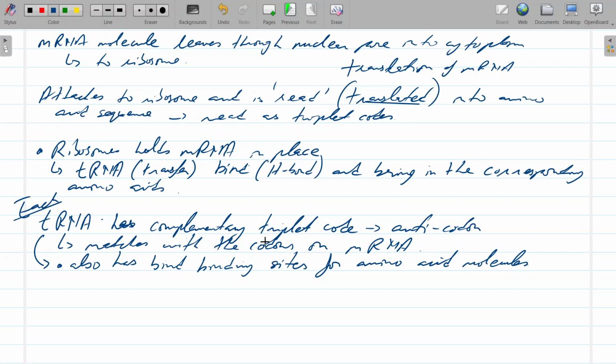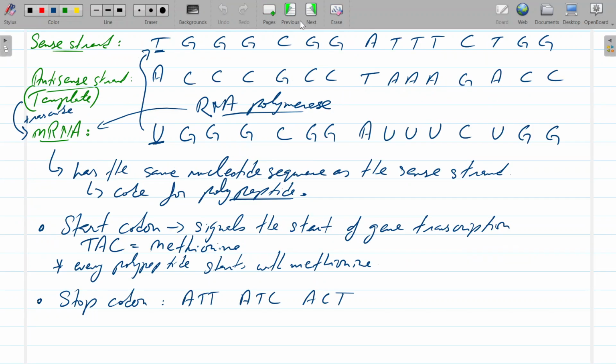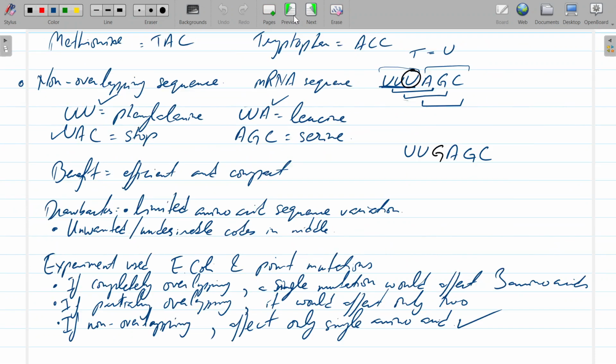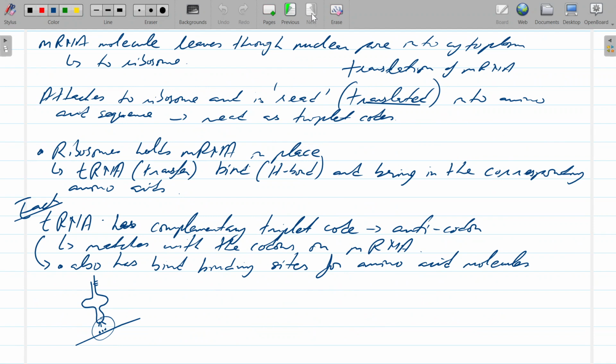And so what happens is that the tRNA molecule looks something like this, right? It's got this triplet code over here and a binding site for amino acids over here. And this is your mRNA molecule, right? And so these two pair up. For example, this is the code for, let's say, methionine. So it's TAC, if I believe correctly. Or the other one that was tryptophan, let's say it's ACC, right? And so you've got ACC on the mRNA.